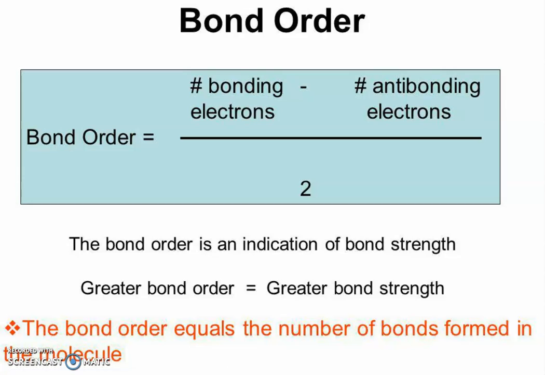Now, how do you calculate the bond order? If you know the bonding electrons or antibonding electrons, you can easily calculate it. The formula of bond order is equal to the number of electrons in bonding molecular orbitals minus the number of electrons in antibonding molecular orbitals, divided by 2. The bond order is an indication of bond strength. Greater bond order means greater bond strength. The bond order equals the number of bonds formed in the molecule.